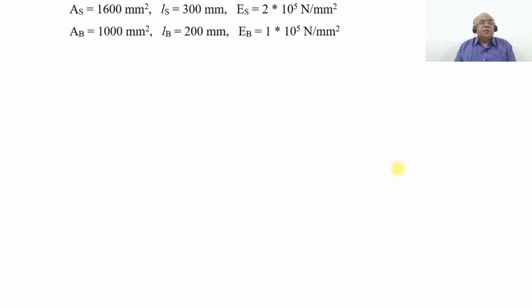Now we go for the calculation. The data given, which has already been explained: area of steel bar is 1600 mm square, area of brass bar is 1000 mm square, length of steel bar is 300 mm and length of brass bar is 200 mm, and the Young's modulus of steel bar is 2 into 10 to the power of 5 Newton per mm square, and the Young's modulus of brass bar is 1 into 10 to the power of 5 Newton per mm square. For static equilibrium, what is the condition?